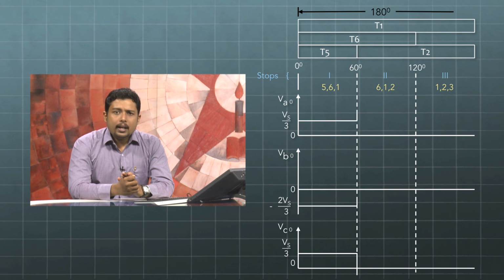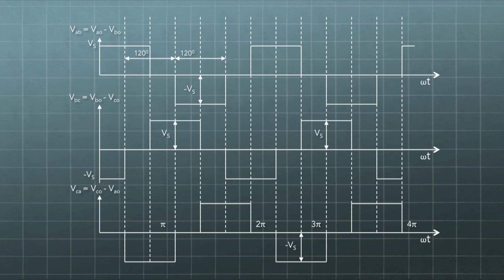So now in the first conduction region, the waveforms are marked with the obtained values. In the waveform you can see Va0 is equal to Vs by 3, Vb0 is equal to minus 2 Vs by 3, and Vc0 is equal to Vs by 3. This gives the phase voltage with respect to the reference point O. The line voltage can also be found out similarly. From the figure, I have marked the three possible line voltages, which are VAB, VBC and VCA.